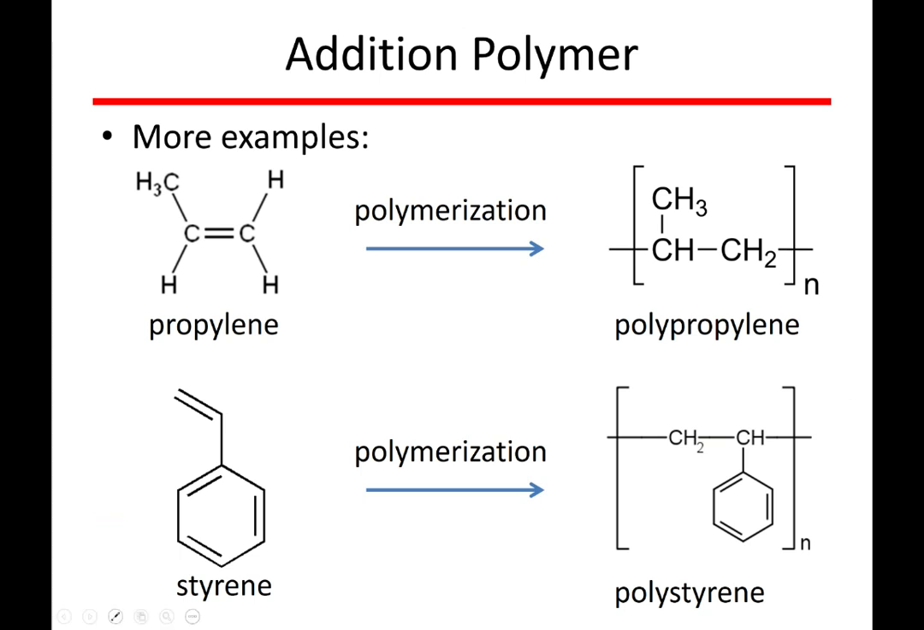So be able to predict both ways in the reaction, how to go forward and also how you would go backwards to predict what monomers made up the polymer. Up next, we're going to talk about condensation polymers, which is a different type of polymerization, and it's going to be made through a different type of chemical reaction.